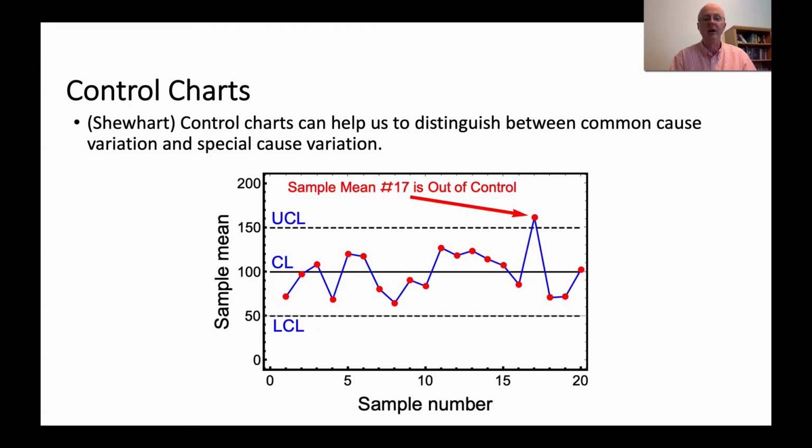Here's an example of a generic control chart. You see the horizontal axis is the sample number. Sometimes that's called the subgroup number, starting with 1, 2, 3, etc., and in this case going up to 20.